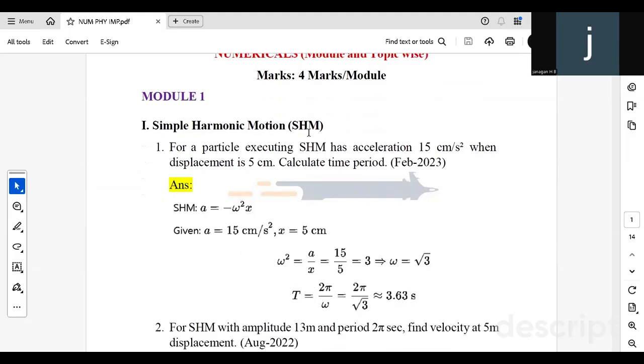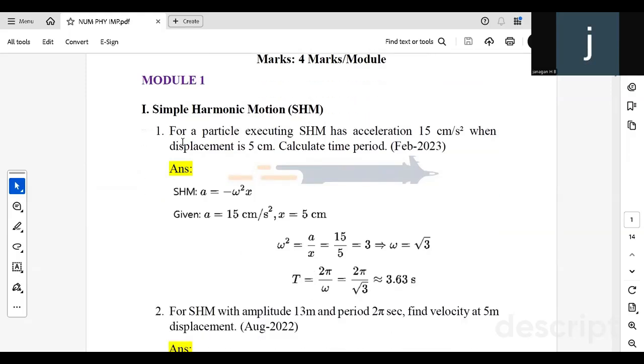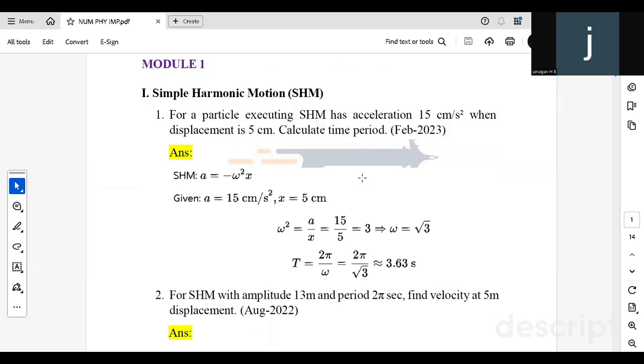Module 1. For the first question: a particle executing SHM has acceleration 15 centimeters per second squared when displaced by 5 centimeters. Calculate the time period. For such a question, it is very simple.